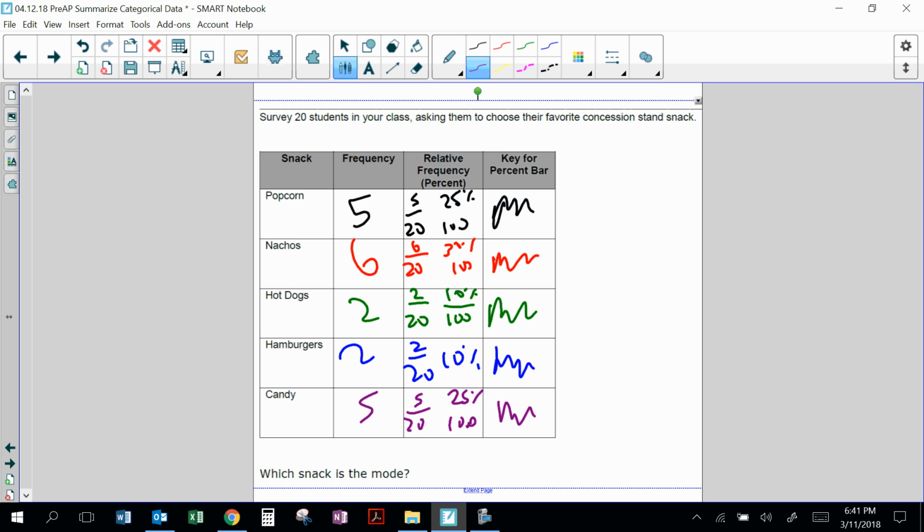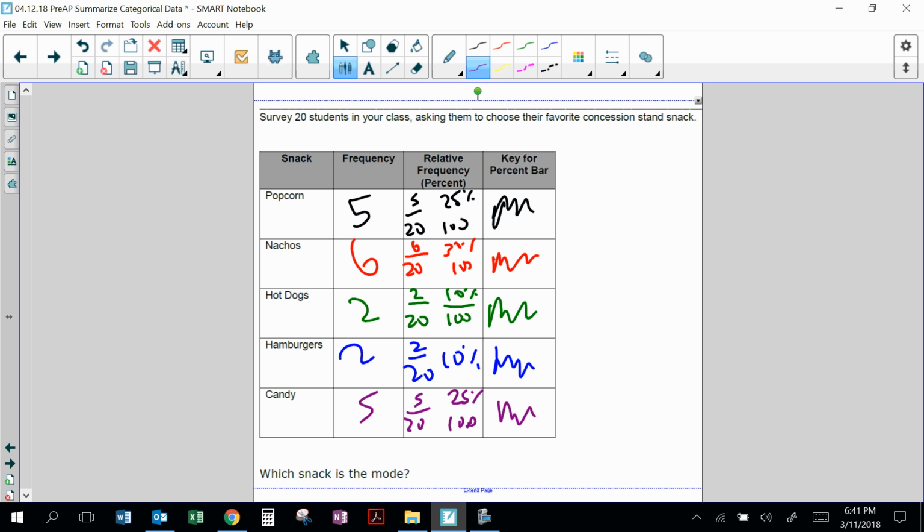So which snack is the mode? Many are going to say, oh, it's tied. It's tied between popcorn and candy and hot dog and hamburger. No. What is mode? What's the definition of mode? Mode is the most common response.